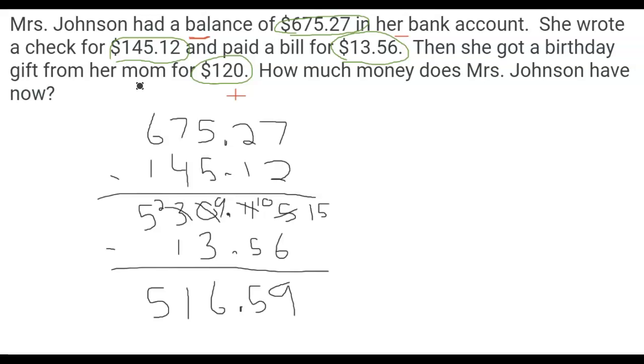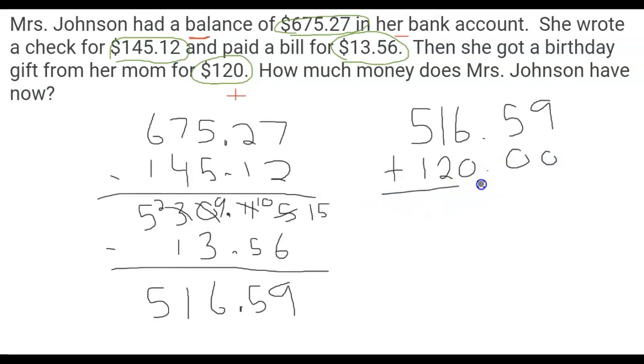And then she got that $120 from her mom. So we're going to add that back in, right? So now we've got 516.59. I'm going to start it up here because I'm starting to run out of space. Plus, this time, right? It's really important that we get our operations correct. Plus $120. And I need some placeholders here. Does she have any change? No, she's got 0 cents, right?